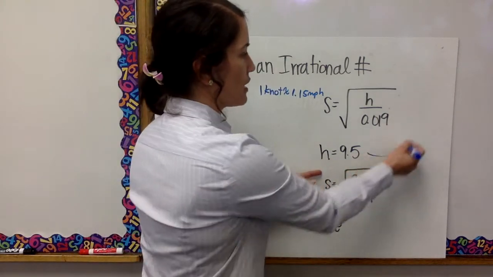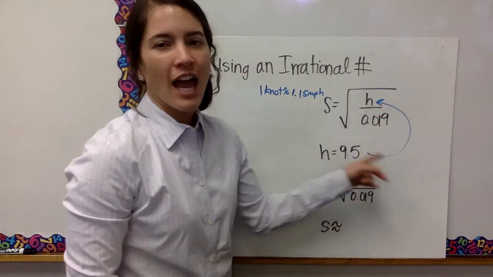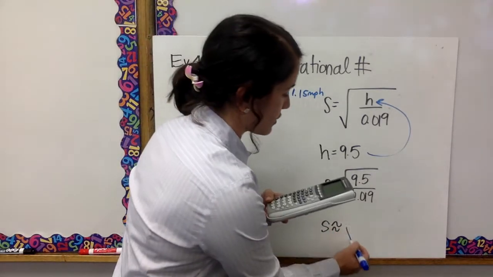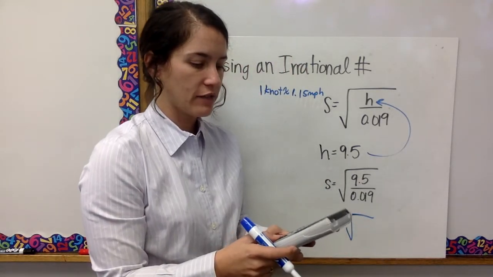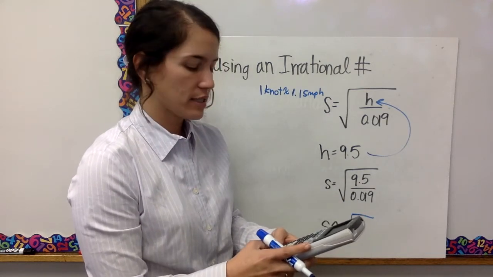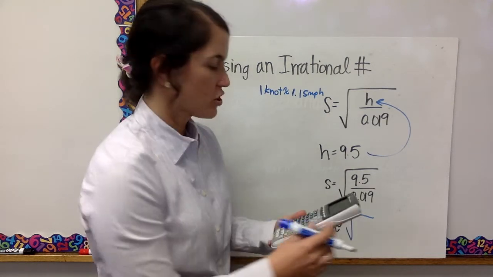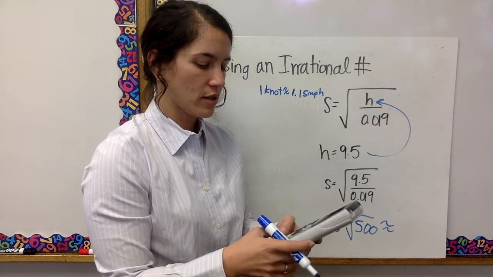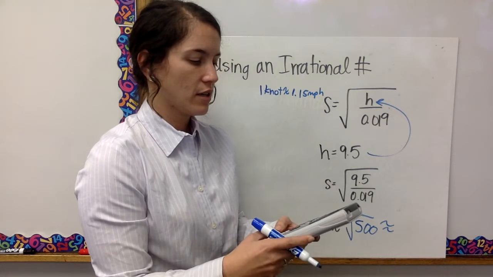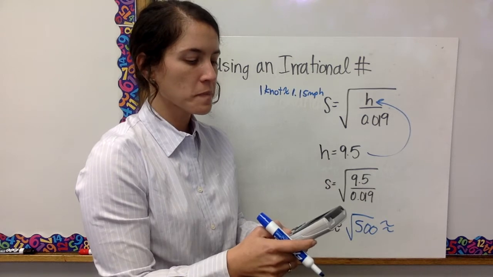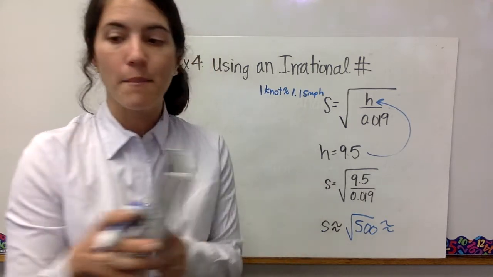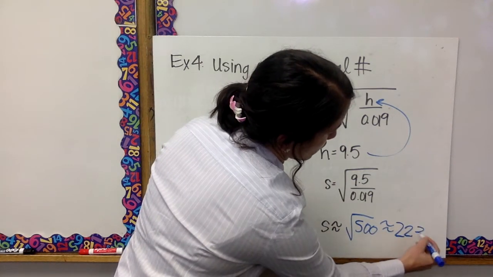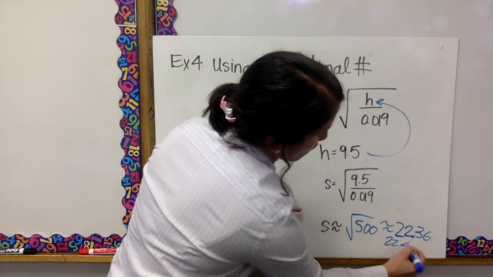You need to substitute it into the height, which I've shown you. And then depending on your calculator, you can type that whole thing in, or you want to break it into parts and type in 9.5 divided by 0.019, which is 500. And then the square root of 500 is about 22.36 or 22.4 knots.